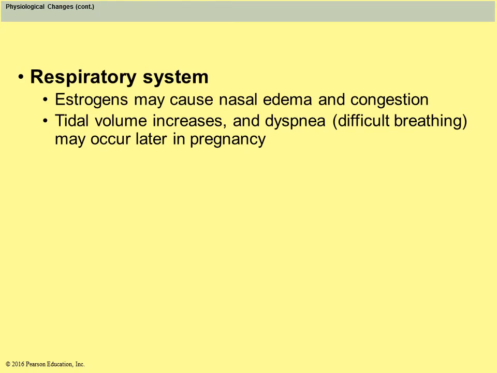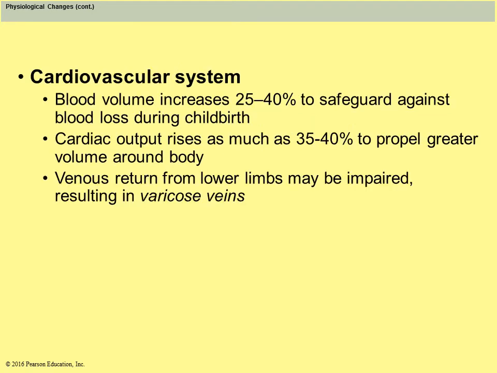The respiratory system. The increased levels of estrogen often cause congestion in the pregnant woman. She may also have more difficult breathing later in the pregnancy, because basically everything's being pushed to leave room for the developing fetus. This can push up against the diaphragm, and there can also be changes in the tidal volume in the later pregnancy.